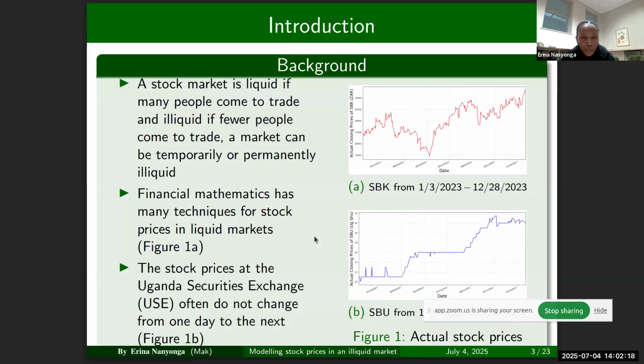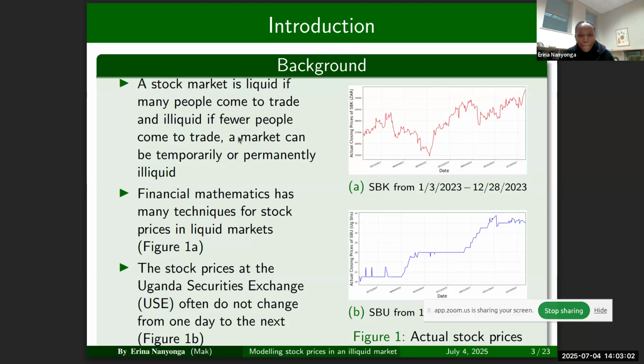I'll begin with a stock market, which is a global system of financial markets in which individuals and institutions buy and sell shares of publicly traded companies. A stock market can either be liquid or illiquid depending on the number of buyers and sellers at a given time. When it's liquid, it's very easy and not risky to trade, while when it's illiquid, the process is slow and risky, though the illiquidity can be temporary or permanent.